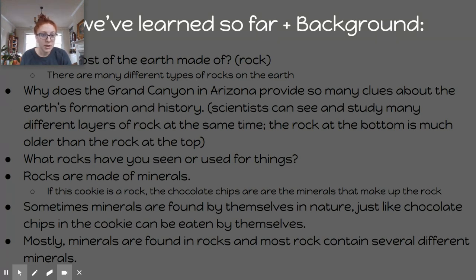Rocks are made up of minerals, okay? And if we had a cookie, like a chocolate chip cookie, the chocolate chips are the minerals that make up the rock or our cookie, okay? Sometimes minerals are found by themselves in nature, just like chocolate chips in the cookie can be eaten by themselves. Mostly, minerals are found in rocks, and most rocks contain several different minerals.